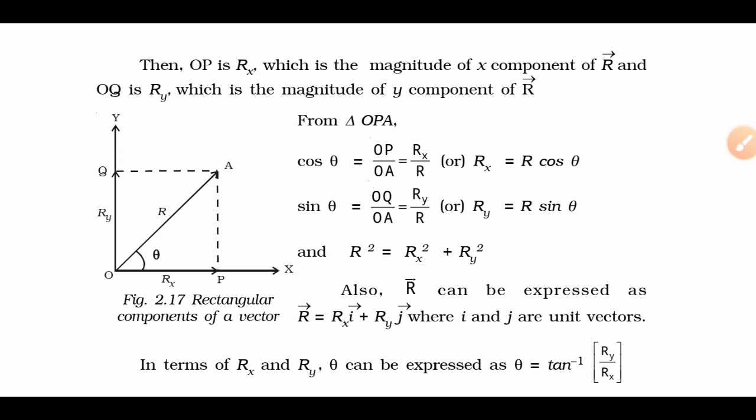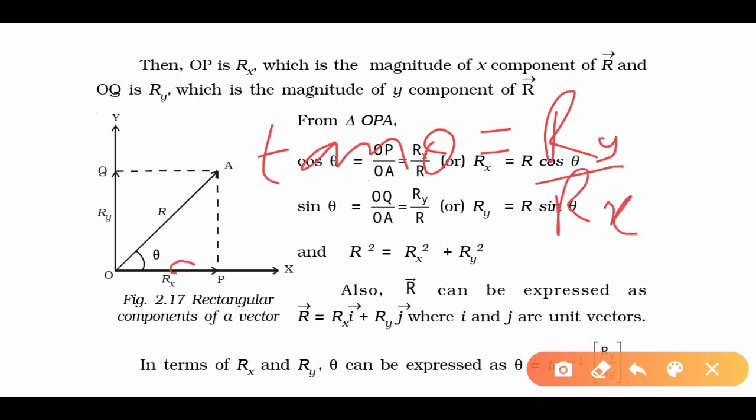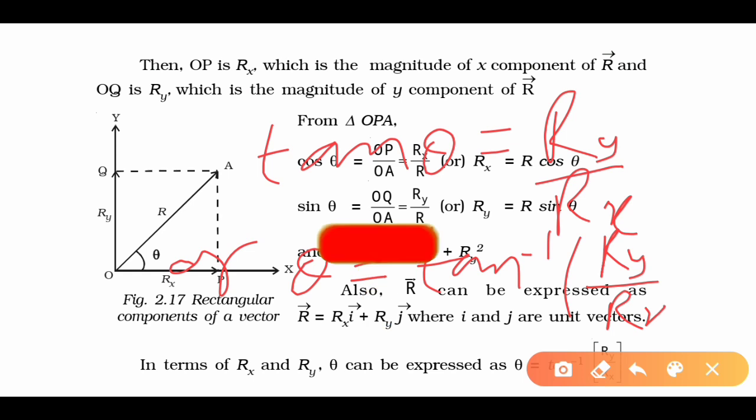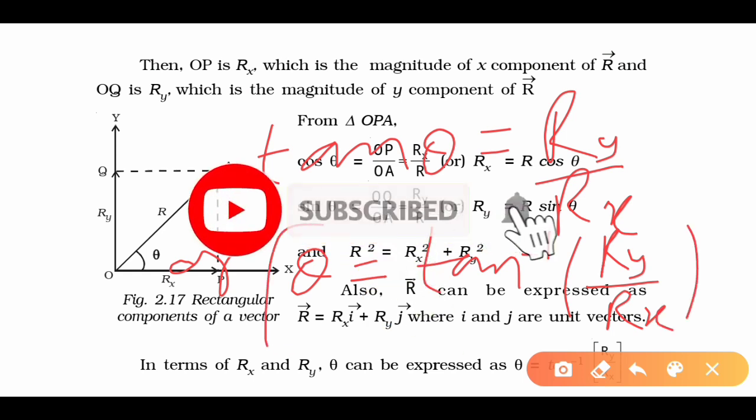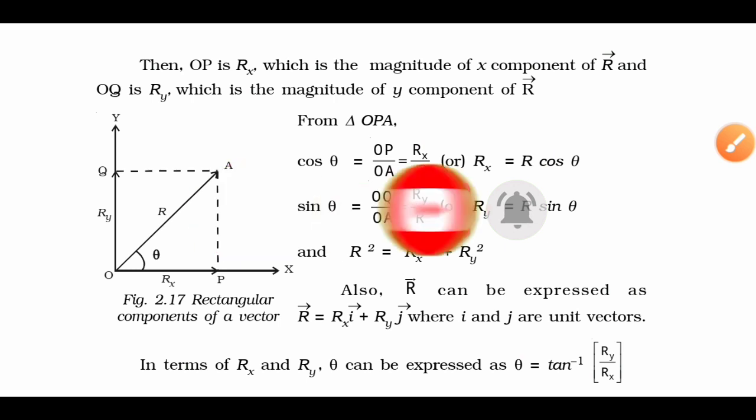Now in terms of Rx and Ry, theta can be expressed as tan theta equals Ry upon Rx, or we can say theta equals tan inverse of y component upon x component. Clear? So remember this formula: theta equals tan inverse Ry upon Rx.